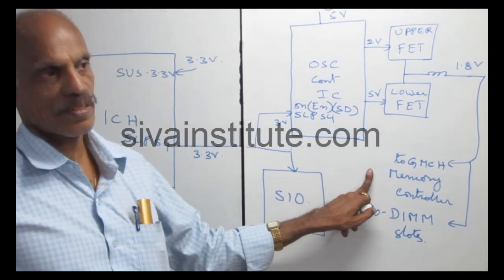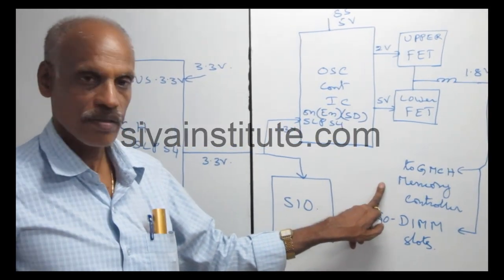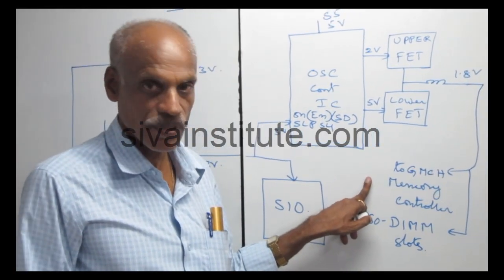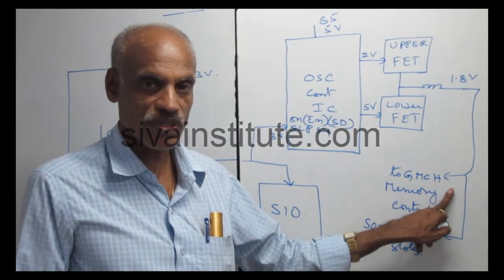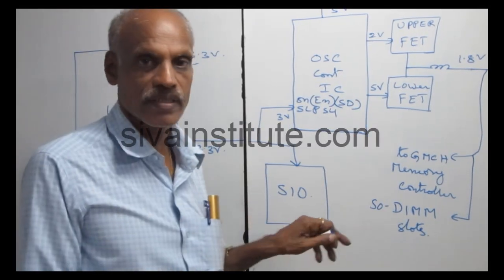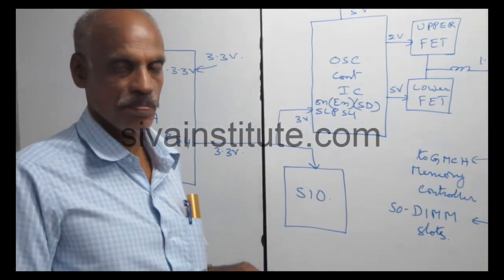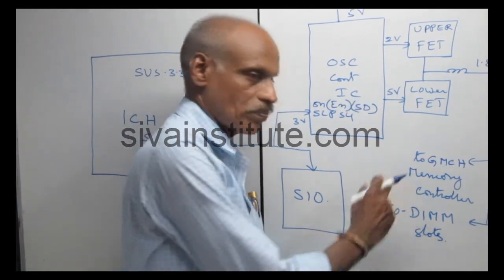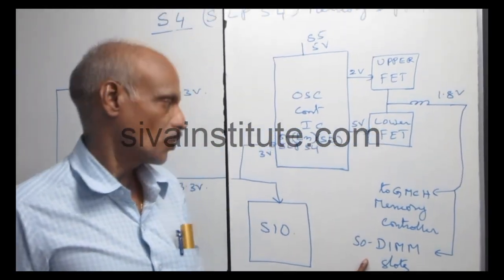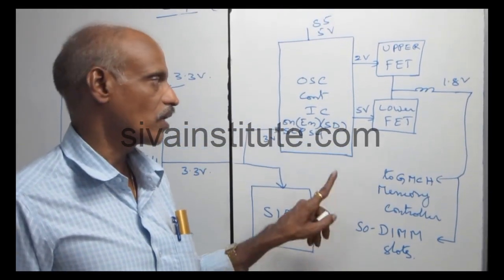In some AMD motherboards and Intel motherboards, in the latest motherboards, the memory controller is only in the CPU. Memory controller in CPU, so this voltage goes to the CPU. If the memory controller is in the GMCH, this voltage goes to the GMCH. For the DIMM slots, this voltage compulsorily goes to the DIMM slots. If there is no supply to these ICs or DIMM slots, a no display fault will come.